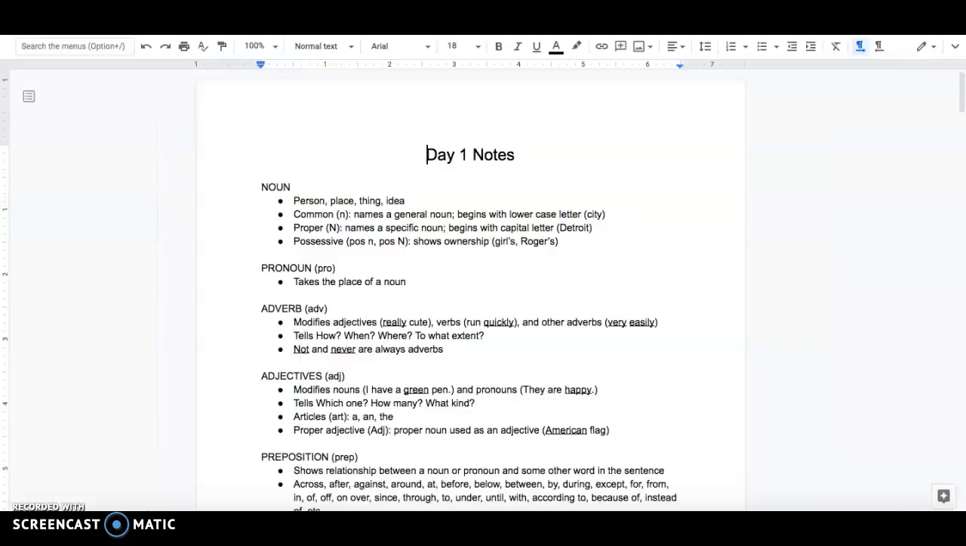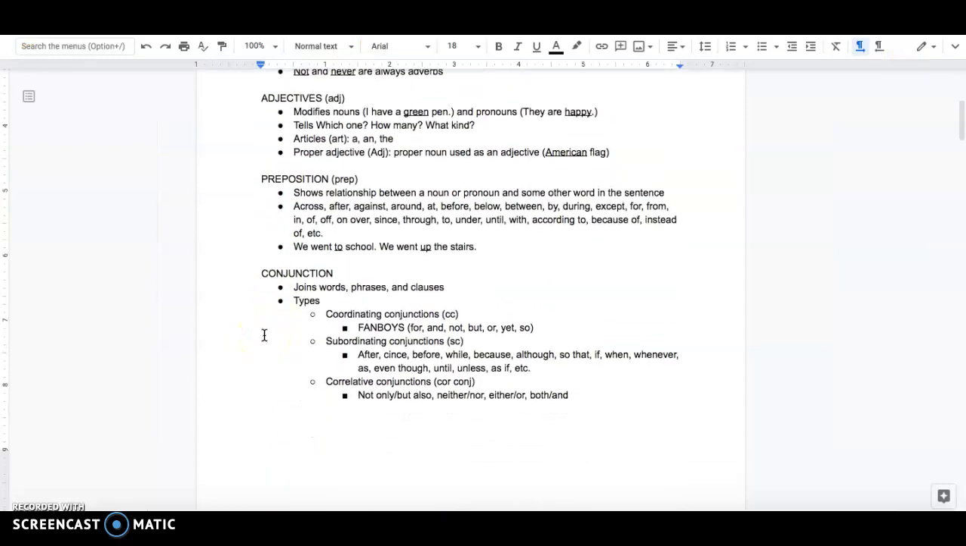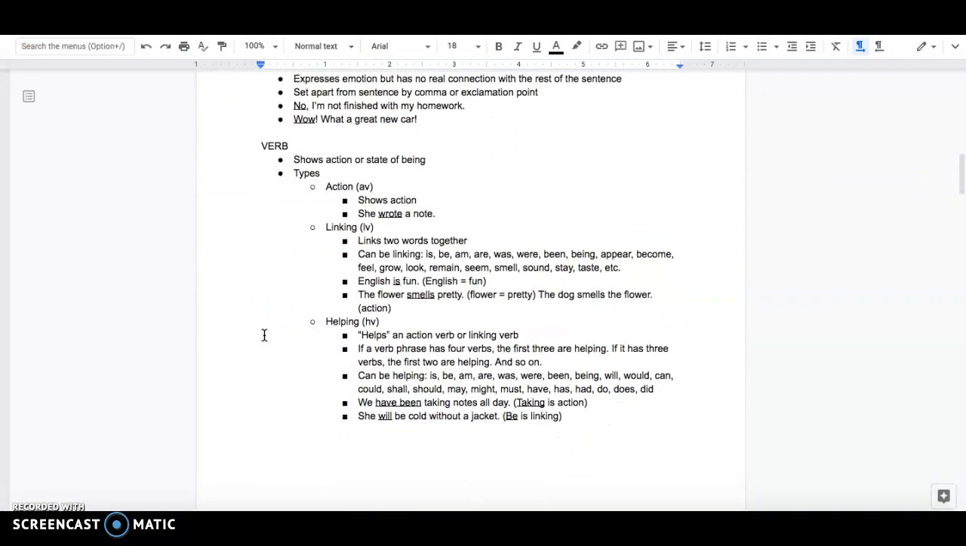So if I look at my big scary packet, I'm going to go to verbs, and action verbs, they show action. An example, she wrote a note. She or any person can write. I can see somebody do it, so it is an action. And we'll use AV to show that it is an action.